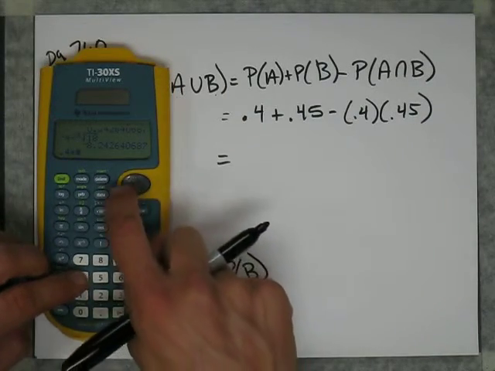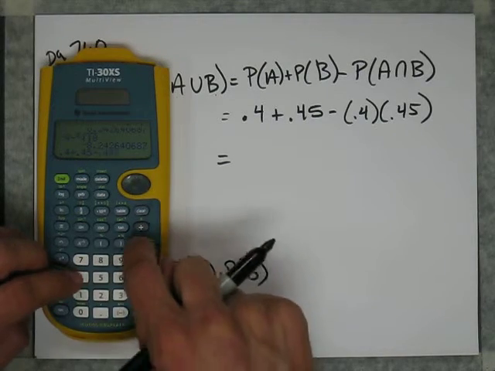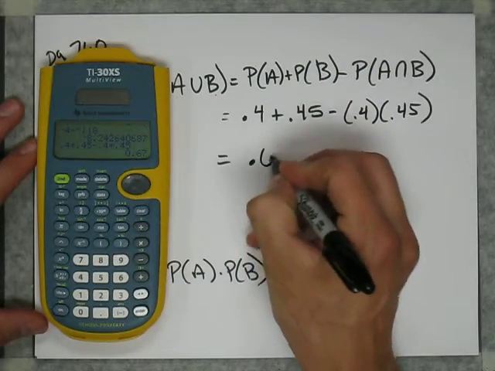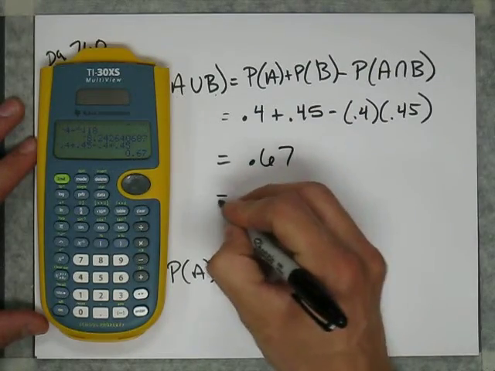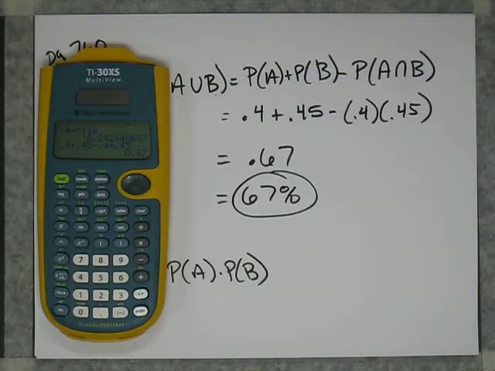And when we calculate it out, 0.4 plus 0.45 minus 0.4 times 0.45 gives us 0.67, or a 67% chance that one of the shots will go in. If they each take a shot, that would be the percentage chance that they go in.